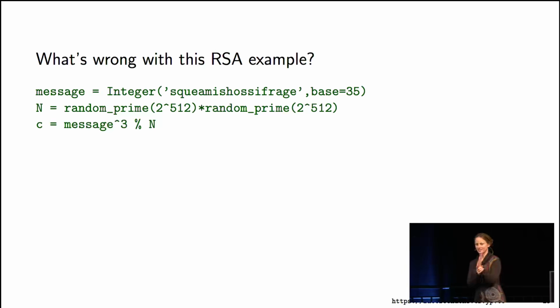Here's some code. I take a message, which is "squeamish ossifrage," however you pronounce that. I turn it into an integer by making it base 35. This is just so I can print it out nicely on the screen. There's nothing really complicated going on here. I generate a perfectly legitimate RSA modulus n. It has 1024 bits, and I encrypt my message with RSA by cubing it mod n.